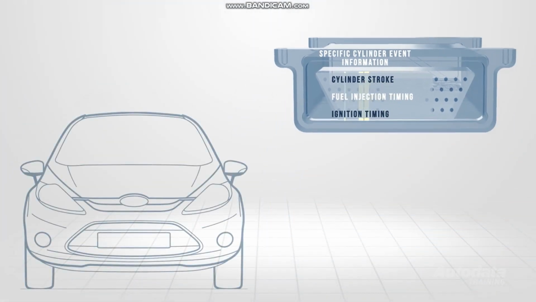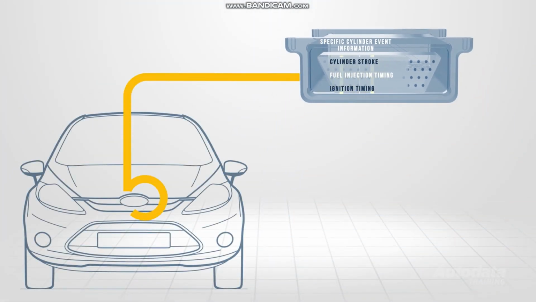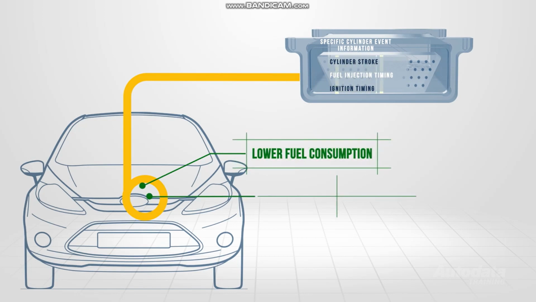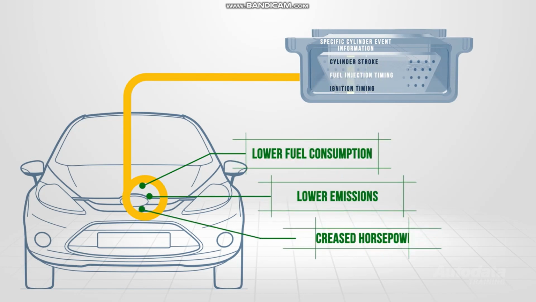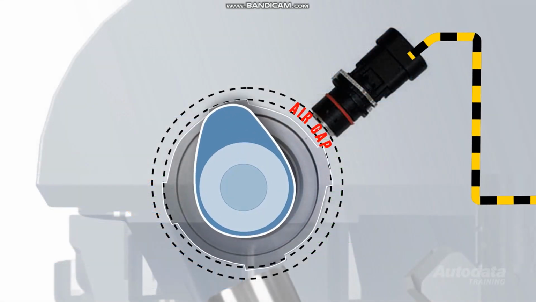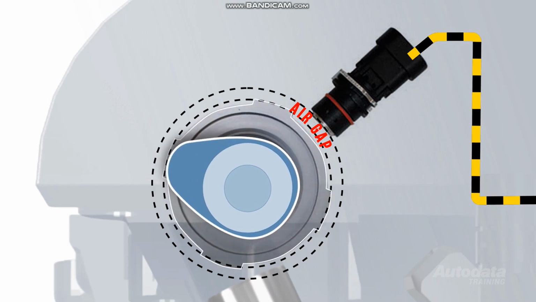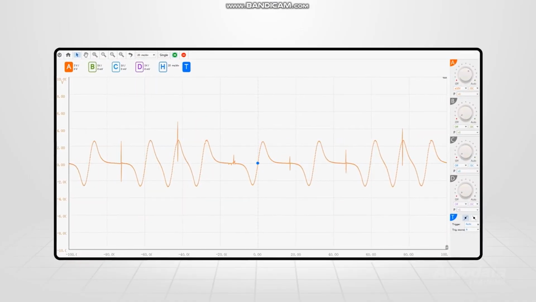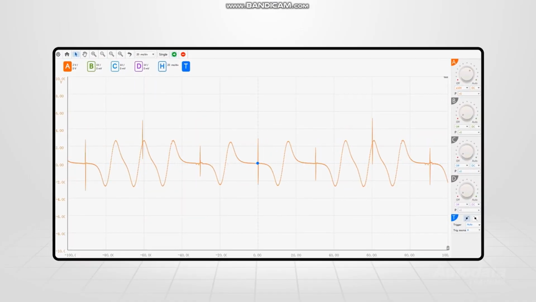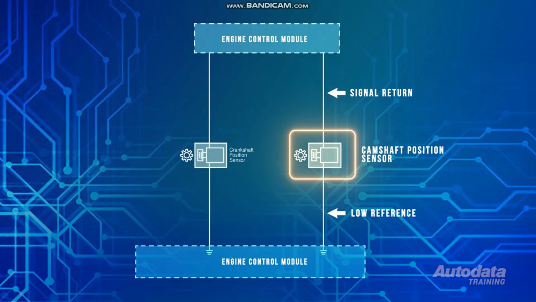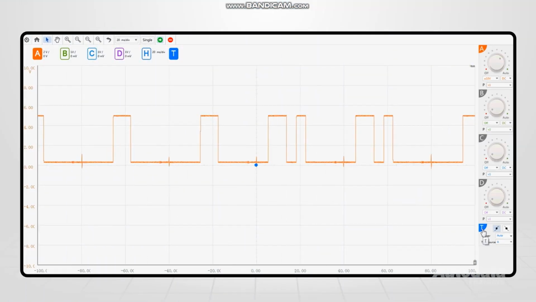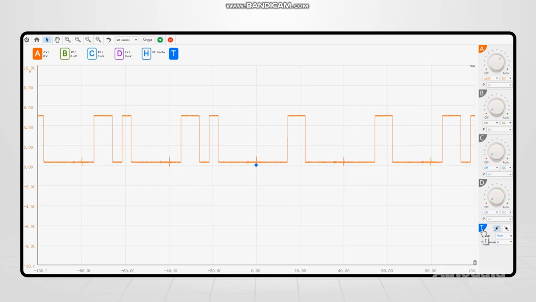Without this detailed information, newer model vehicles wouldn't be able to achieve advantages of lower fuel consumption, emissions, and increased horsepower. The sensor is placed in close proximity to a tone wheel or reluctor, separated by a fixed air gap. Older type sensors are typically analog, producing a sine wave output. This type of sensor has two wires, using a low reference and a signal return. While newer engines now use a digital on-off Hall effect sensor for their increased speed and reliability.